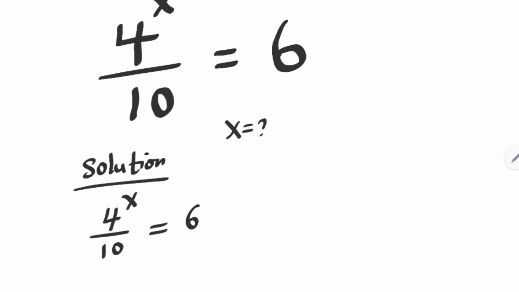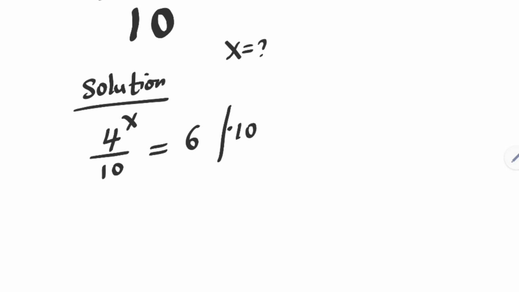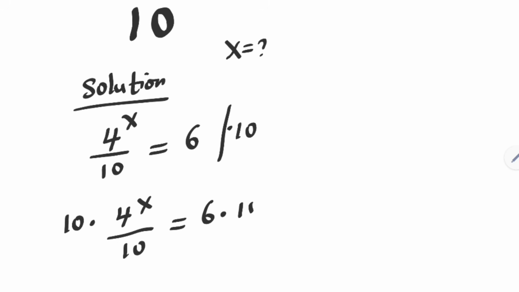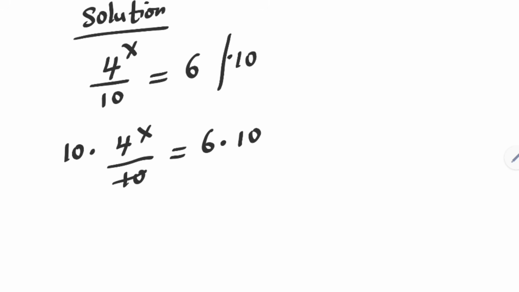At this point, you may cross multiply, or you multiply 10 to both sides of this equation. Now, if you multiply 10 to both sides, we have 10 multiplied by 4 raised to power x divided by 10 is equal to 6 multiplied by 10. This cancels this. 4 raised to power x is equal to 6 multiplied by 10, that is 60.